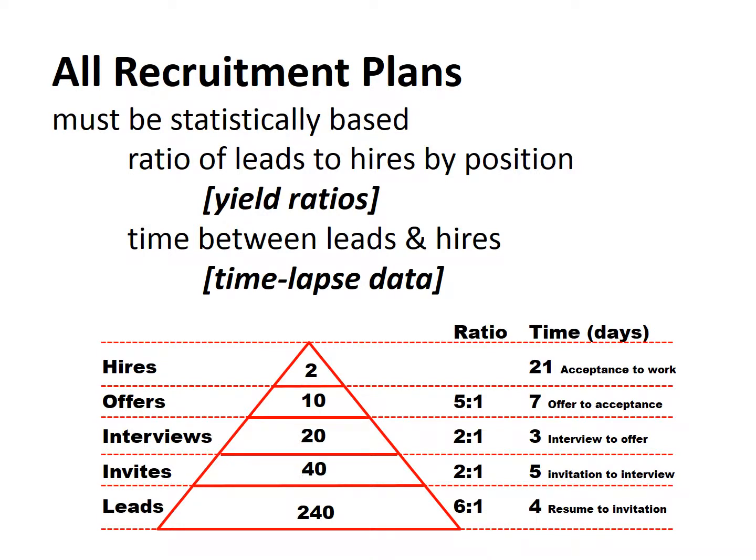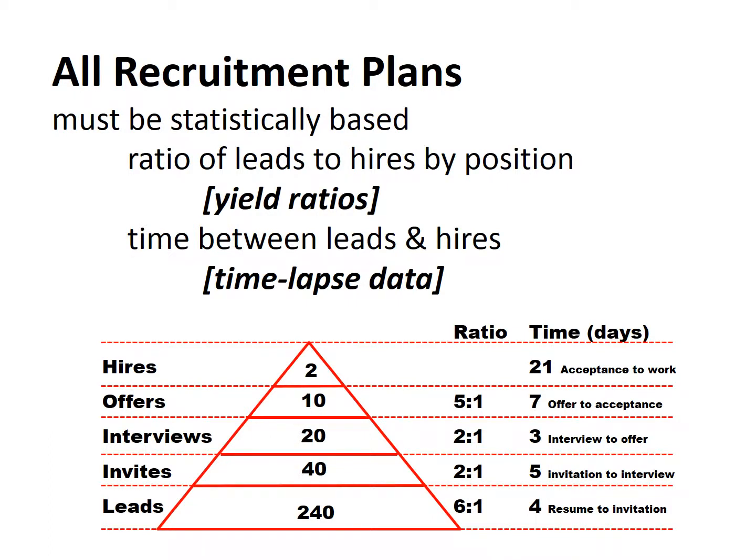There are two main things that we want to track and plan for in a recruitment plan: the ratio of leads to hires by position, often referred to as yield ratios, and the time between leads and hires, the time lapse data. If a company is trying to build a good database to better control their future recruitment, the data they are trying to gather from past hires is these two pieces of information. What was the ratio of the previous hires, and what was the time lapse data? So the yield ratios and time lapse.